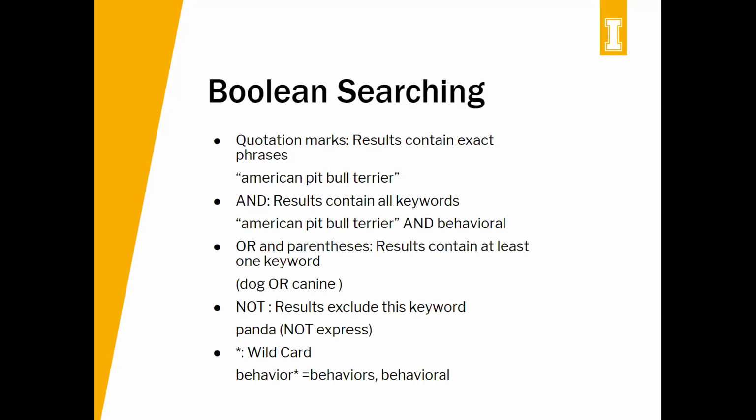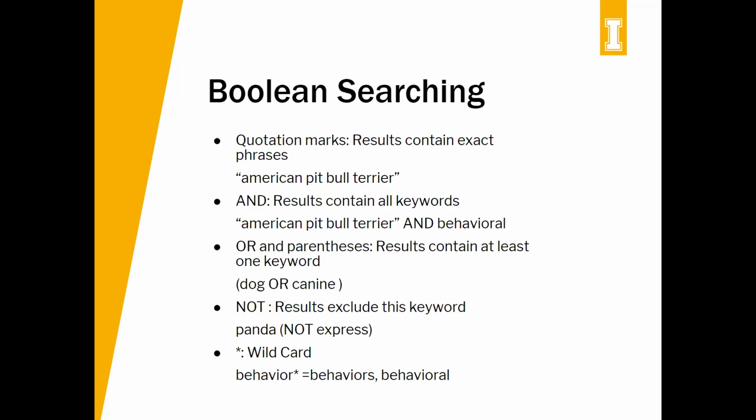Or: the results contain at least one keyword. So dog or canine, I'll get results with both. Parentheses, this is all algebraic. If you put things in parentheses, I can combine dog or canine and then and behavior. You can make very, very long, lengthy, complex search strings. So that is something to keep in mind.